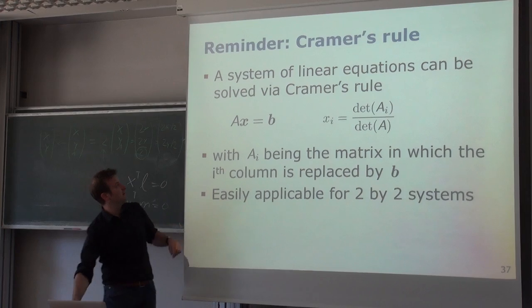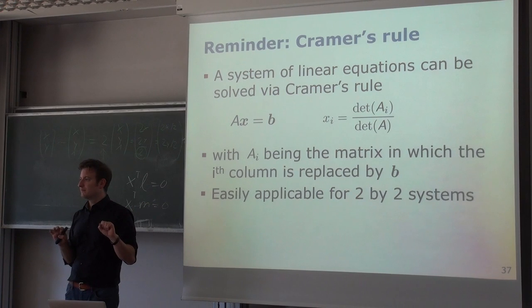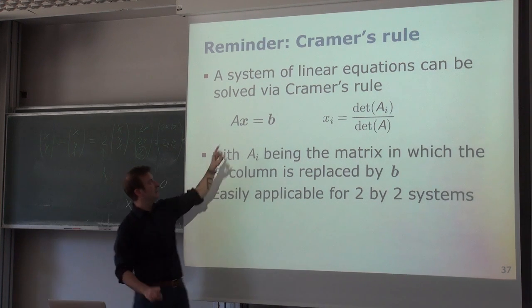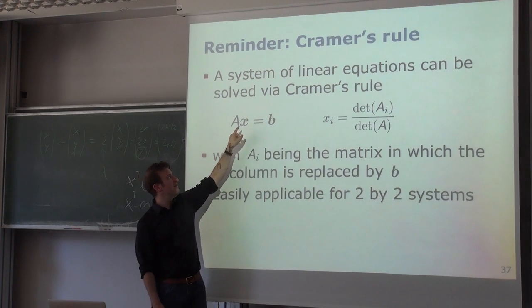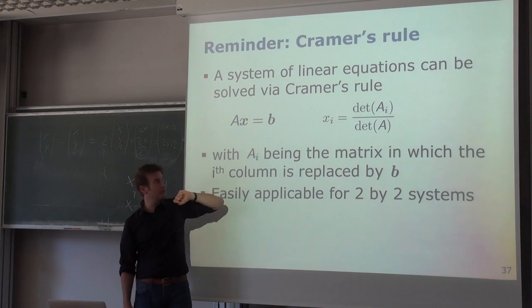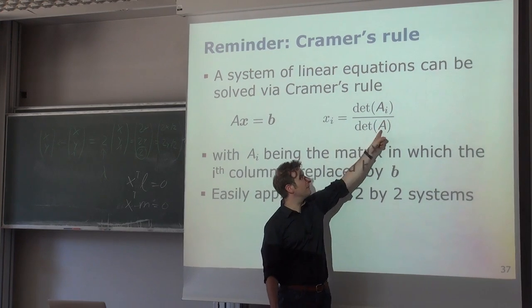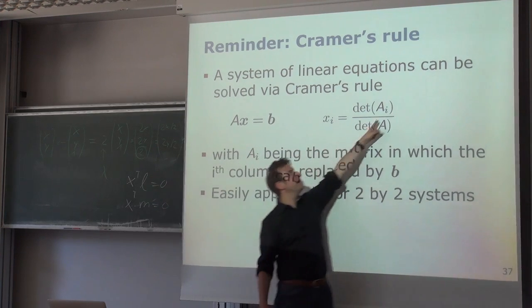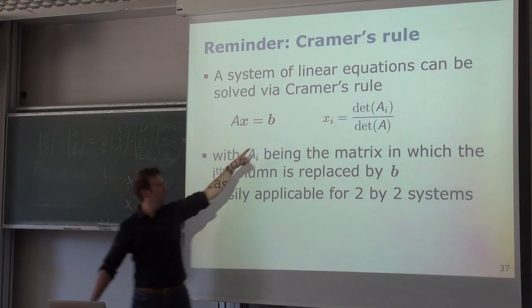Does everyone know Cramer's rule, or should I explain that again? Theoretically, yes. Everyone knows that? Okay, at least a few people say no. Just to explain easily how that works: I have a system Ax equals b, and the i-th component of my solution x is given by the determinant of a matrix A_i, which I'll explain in a second, divided by the determinant of the matrix A. So A is this A, and A_i is the matrix A where I replace the i-th column by the vector b.